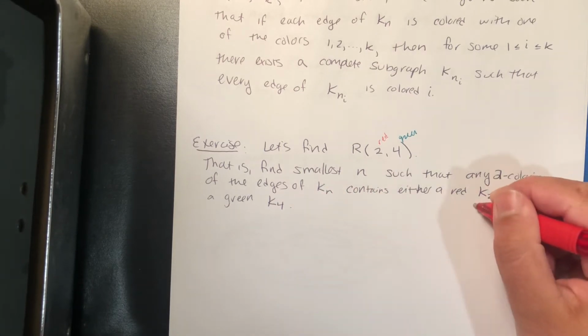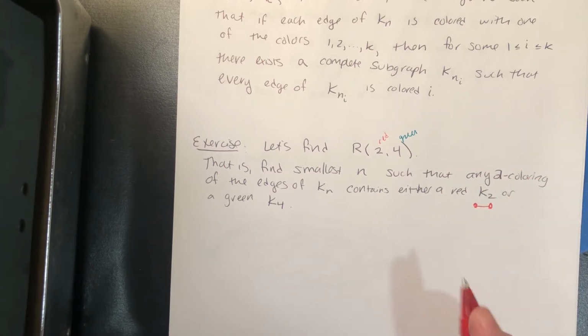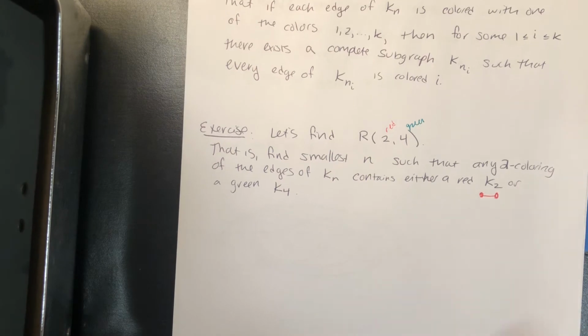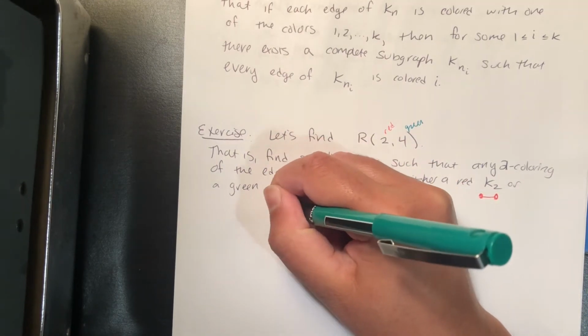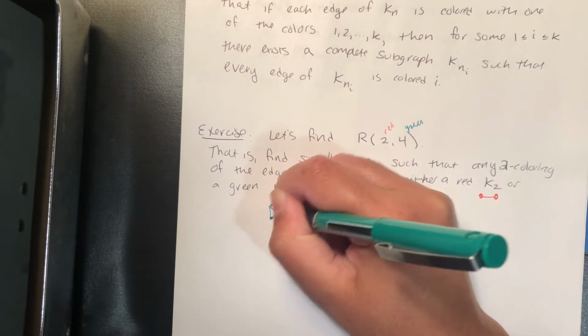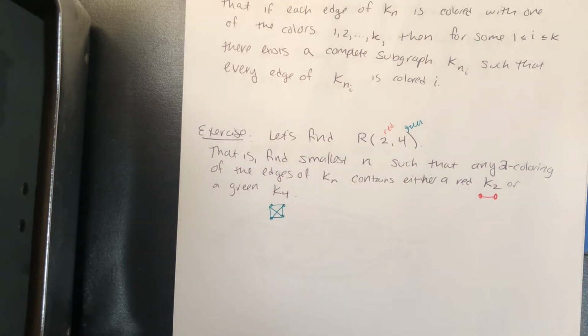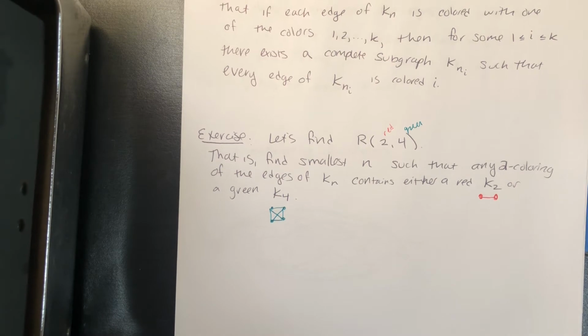And just as a reminder, a red K2 graph just looks like this. It's just two vertices with an edge between them. A K4 graph is going to look like four vertices with all edges between them, so it looks like a box like this. Okay, so we need to find the smallest such n.